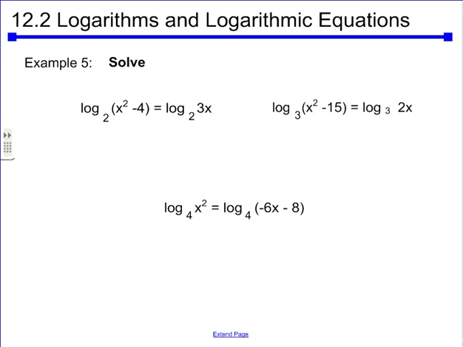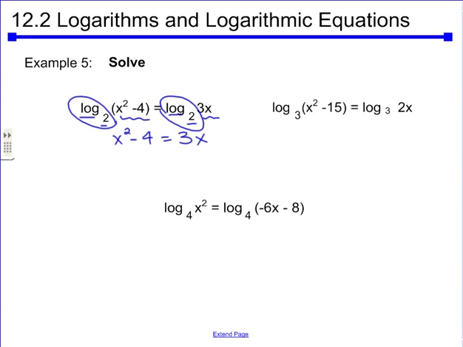This first example in 5 says we have log base 2 of something is equal to log base 2 of another thing. So when you have log to the same base, log to the same base, you can just state that the two expressions, x squared minus 4, is equal to 3x.